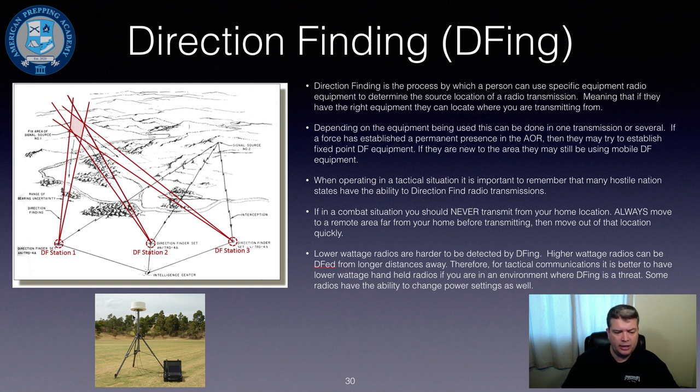Here's just a quick look at what a mobile type of direction finding equipment might look like. Okay, so lower wattage radios are going to be harder to detect by DFing. Higher wattage radios can be DF'd from longer distances away. So for tactical communications, it is better to have lower wattage handheld radios if you're in an environment where direction finding is a threat.